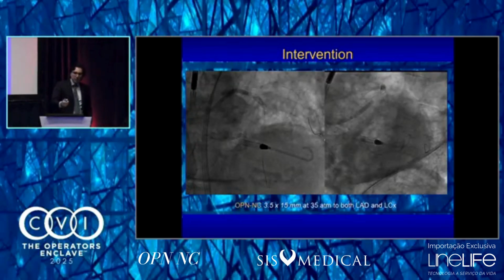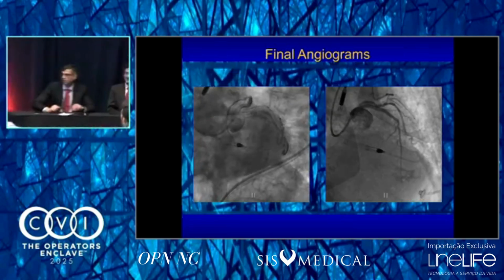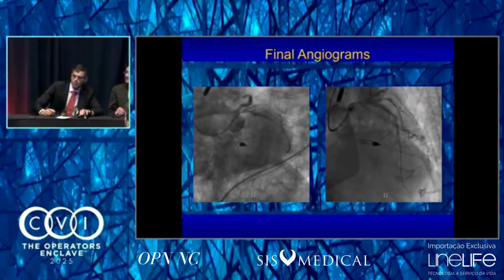At this point, I went for a 3.5 by 15 millimeter OPN balloon. So now everything came out. I got the Impella down. It was a lot easier to engage after pre-dilating with the 3.0. Used the 3.5 by 15 millimeter at 35 atmospheres to both the LAD and circumflex. What was the wire you used here? I don't recall. Probably a Runthrough or Whisper.